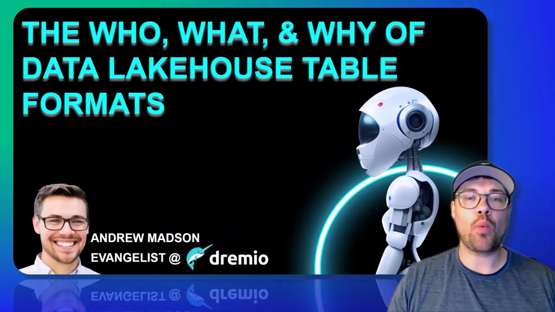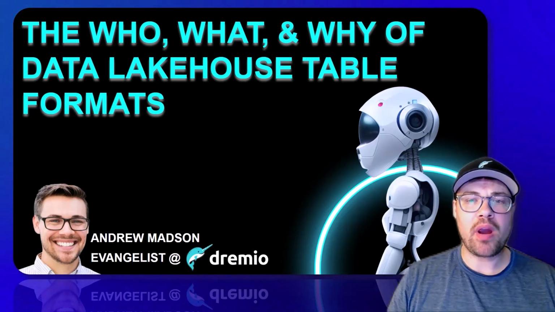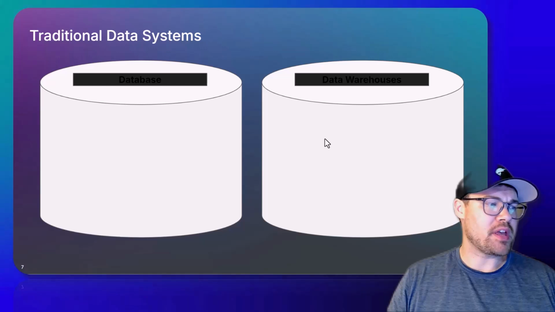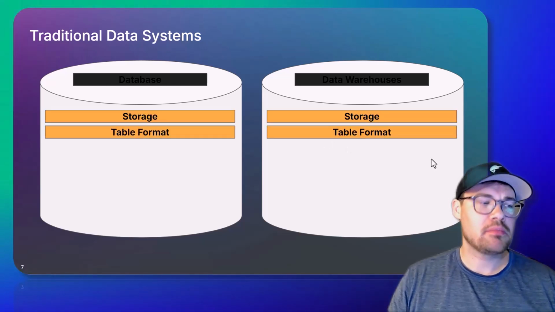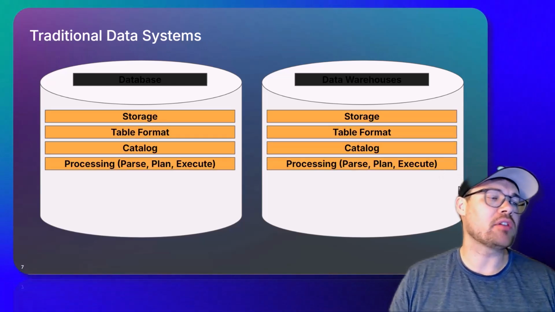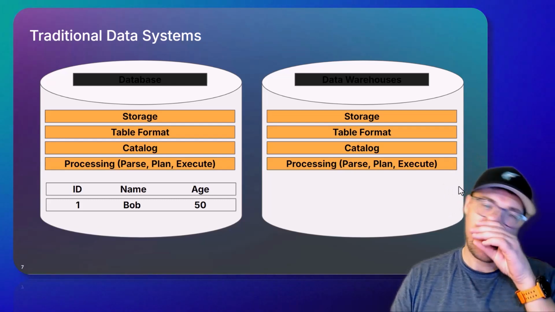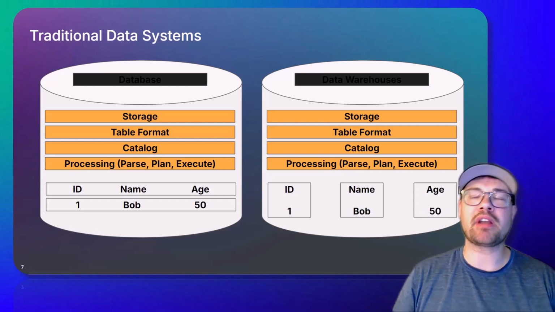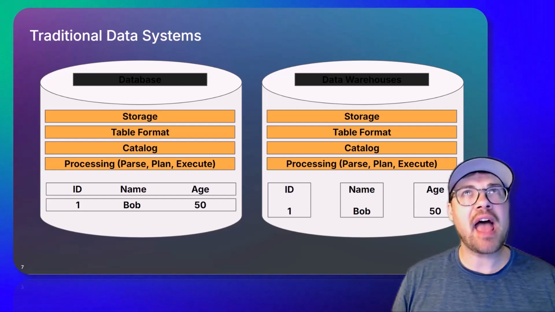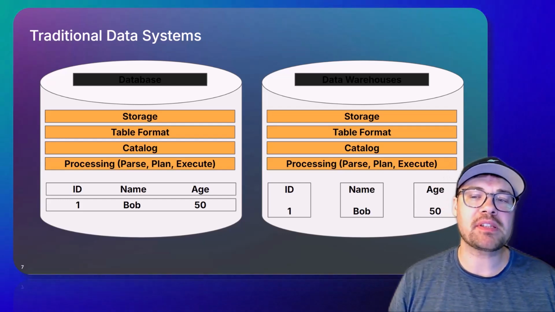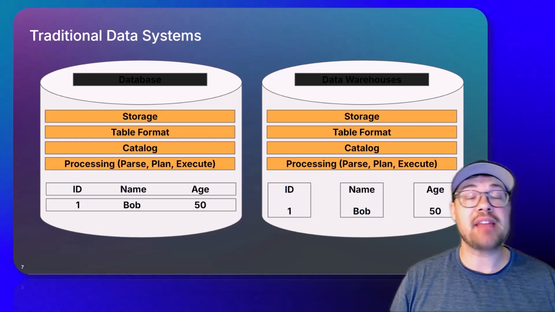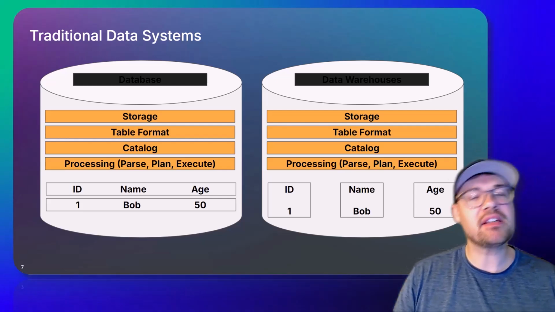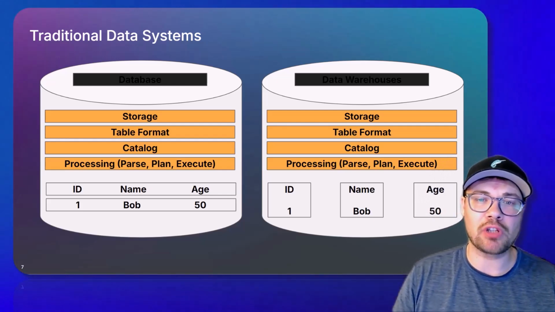Now, we've had data warehouses, and data warehouses are fantastic. They'll provide us with storage, a table format, a catalog, some type of processing. And on the database side, we're going to have rows. On the data warehouse side, we're going to have columns. But not all data is in rows and columns. In addition, data warehouses require that you do an ETL process along the way, so you make different copies of your data as you move along.